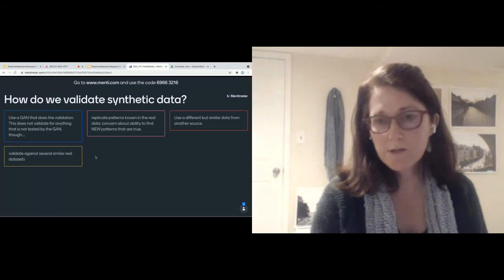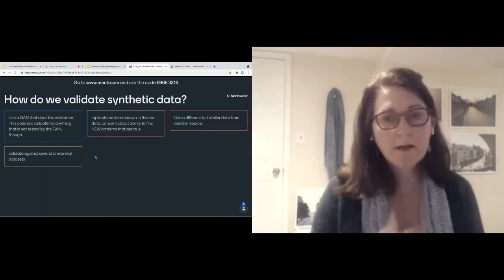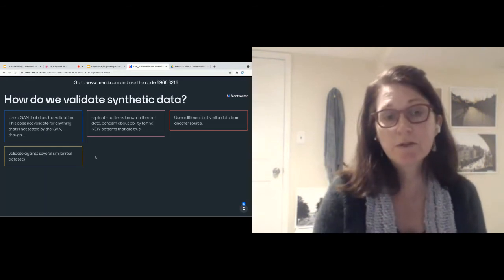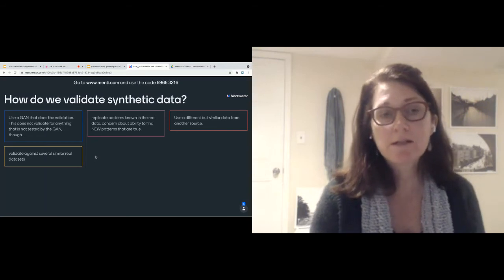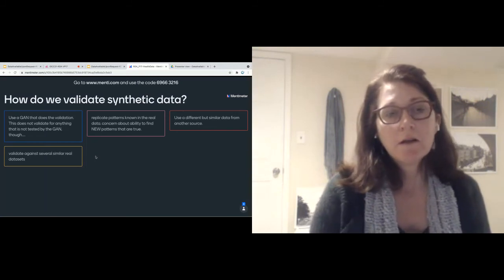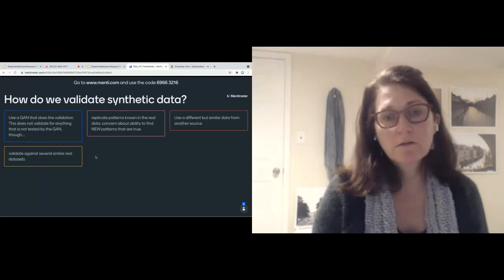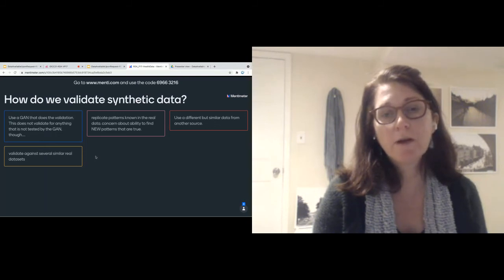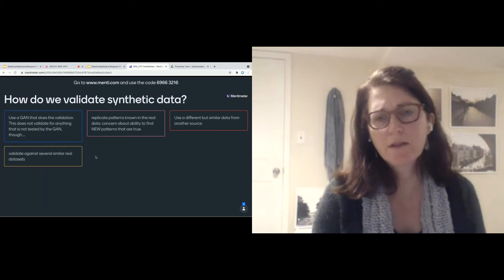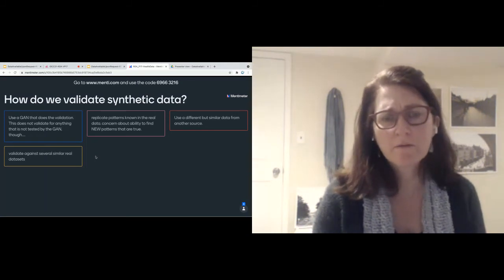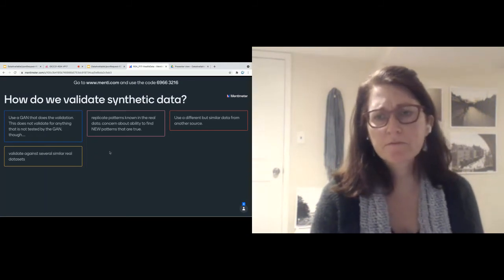So we have a few answers coming in. A couple of using similar but different data sets. Use a GAN that does this validation. Replicate patterns known in the real data. Concern about ability to find new patterns that are true. I think that'd be interesting to hear more about. Give it one more minute in case somebody's typing.